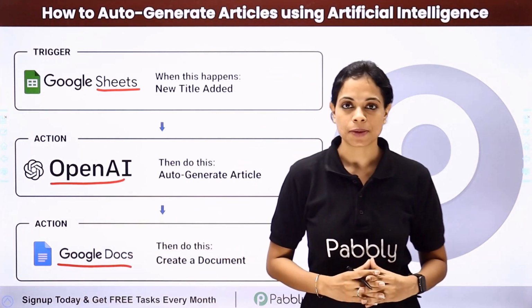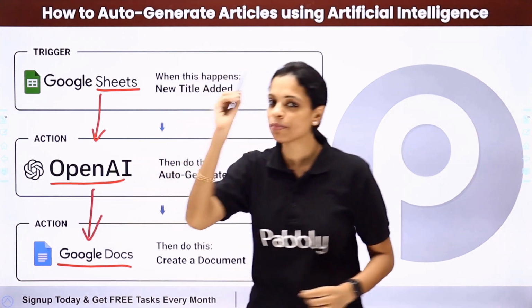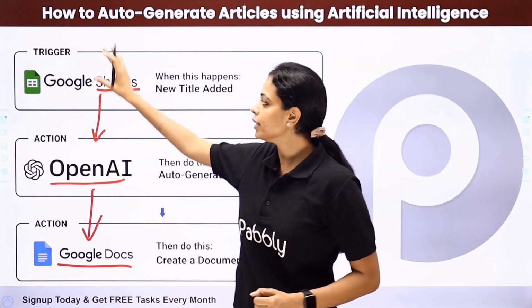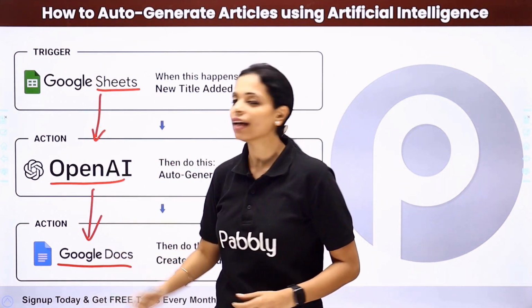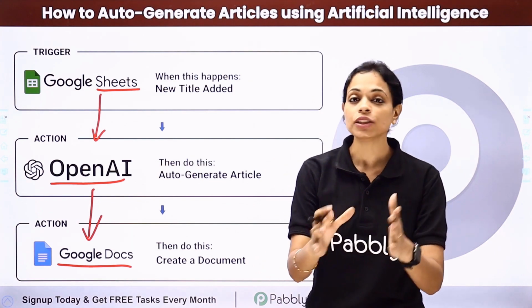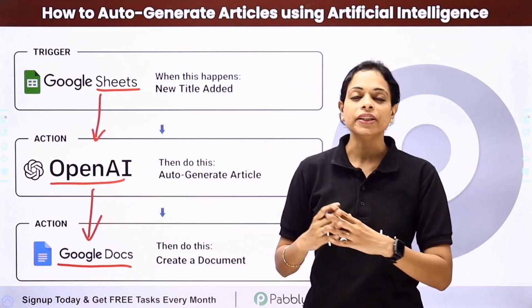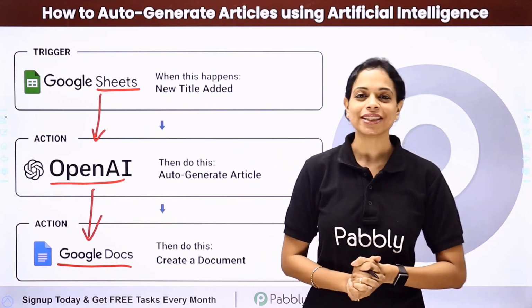How can you do this? So for this, you will have to integrate these three applications, and the same can be done using Pabbly Connect software. Here, your trigger application would be Google Sheets and your action applications would be OpenAI and Google Doc. Now, how can you set up this entire thing and integrate the applications and automate the entire process? To understand that, let me take you to my screen.